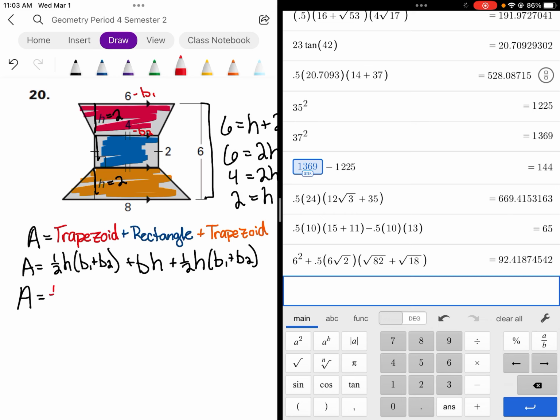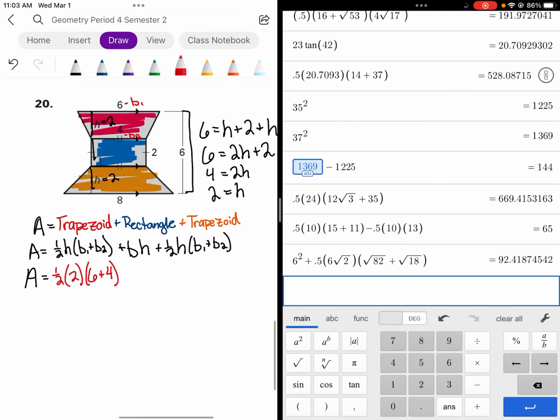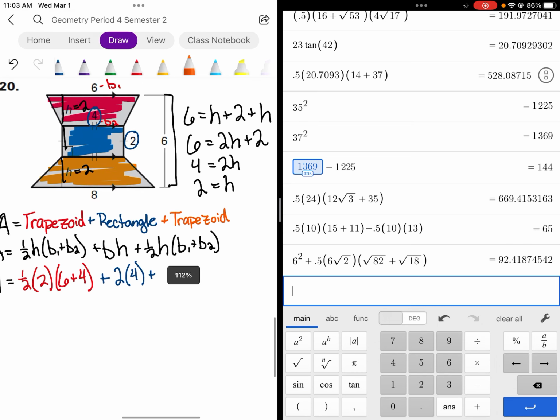So now we have enough information to find the area of the first trapezoid. So we can plug in all of that. Then we have to find the area of the rectangle, which is just going to be the base times the height, which we know are 2 and 4. So we're going to multiply those together. And it doesn't matter which one you put first, 2 or 4, because you're multiplying, you'll get the same answer.